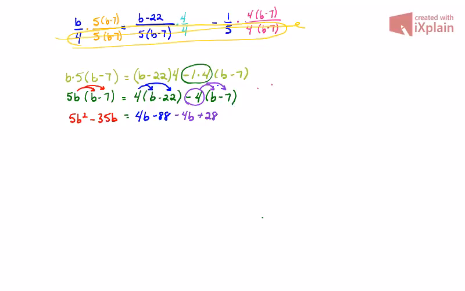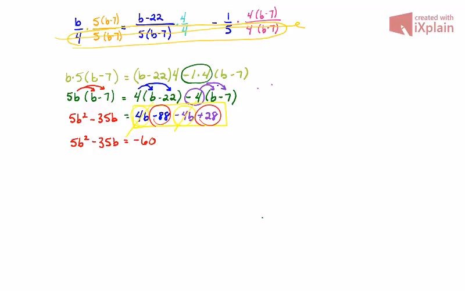Okay, so it's starting to take a little bit more shape now. From here, I'm going to focus my attention on cleaning up this right-hand side. I can combine like terms here. Notice that I have a positive 4b and a negative 4b on the same side, so they're additive inverses and will cancel each other out. So this leaves me with 5b squared minus 35b on the left-hand side, so I haven't changed anything here. And if I combine a negative 88 and a positive 28, since they are on the same side of the equation, I'm going to get a negative 60.